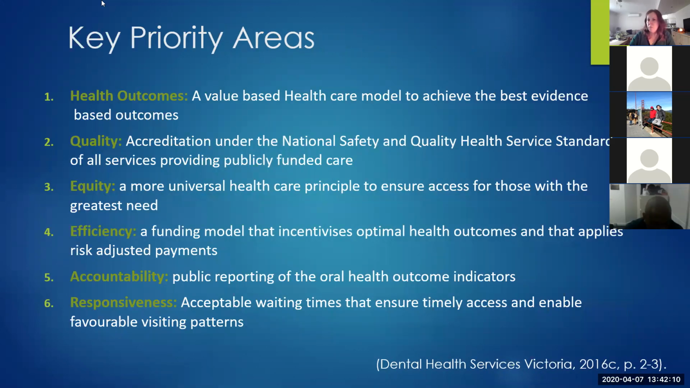DHSV has 6 key priority areas. Now, the first one being health outcomes. So it looks at how it can produce a value-based healthcare model to achieve best evidence-based practice. Second of all, it looks at quality.